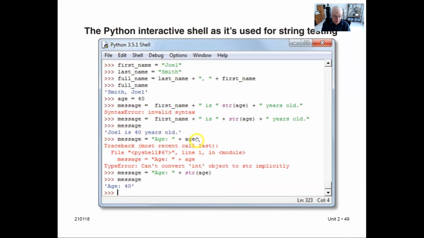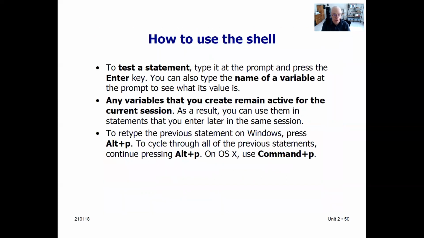So if we just try to use the concatenation with age, we get the error. This is exactly what we were talking about. Trying to convert an integer to a string implicitly does not happen. So here's the correct way to do it. All right. I think we've repeated ourselves enough on that.